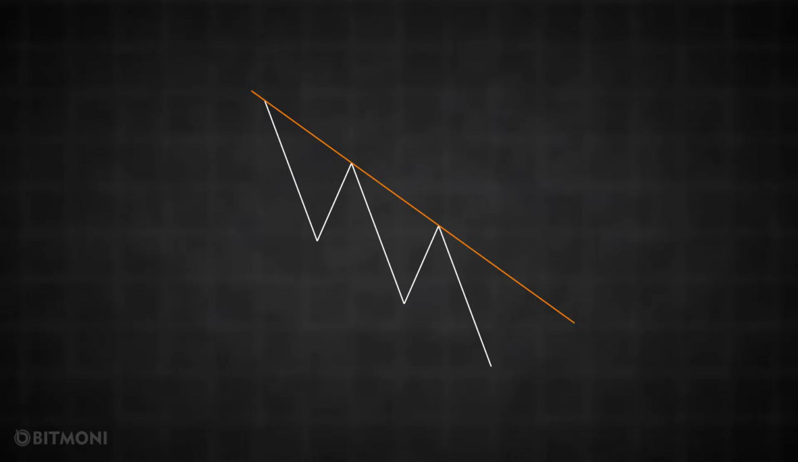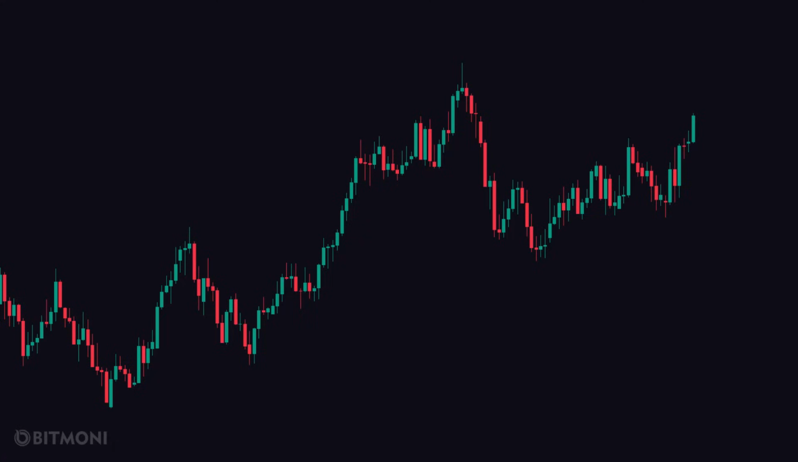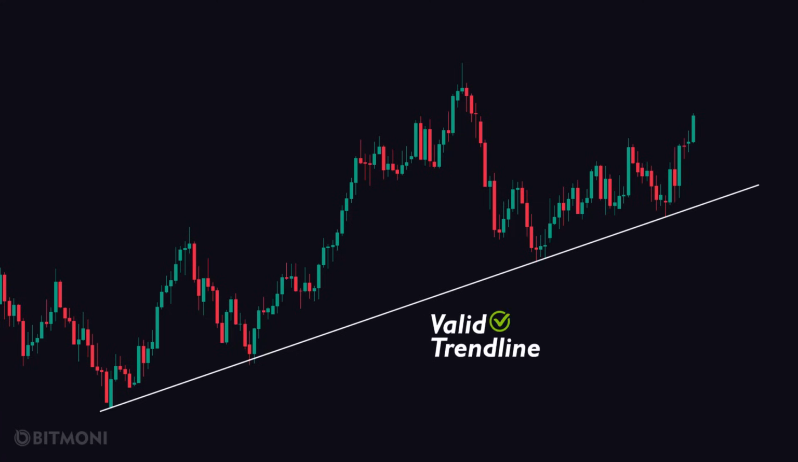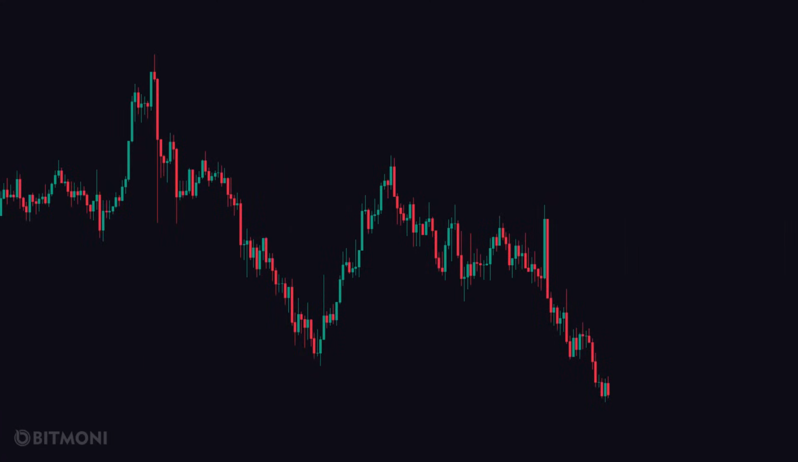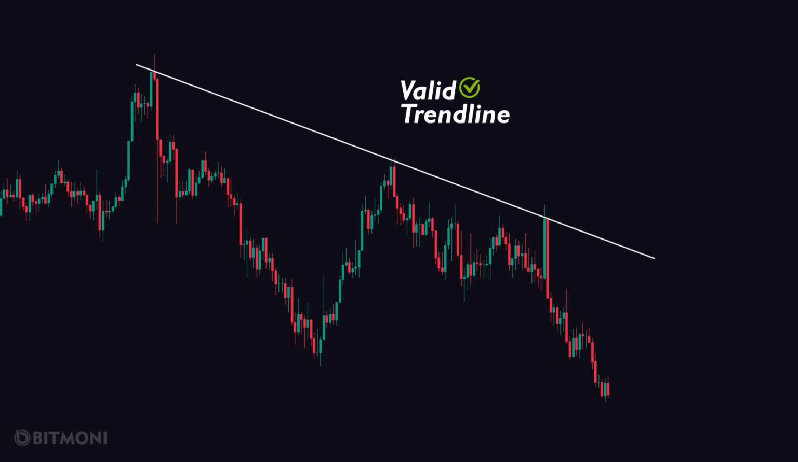Let's look at an example. On this chart, we can clearly see about 4 swing lows. So when we connect them with a straight line, we have a valid trend line. Similarly, in this example, we can see price pushing down, giving us about 3 swing highs. So when we connect them using a straight line, we have a valid trend line.